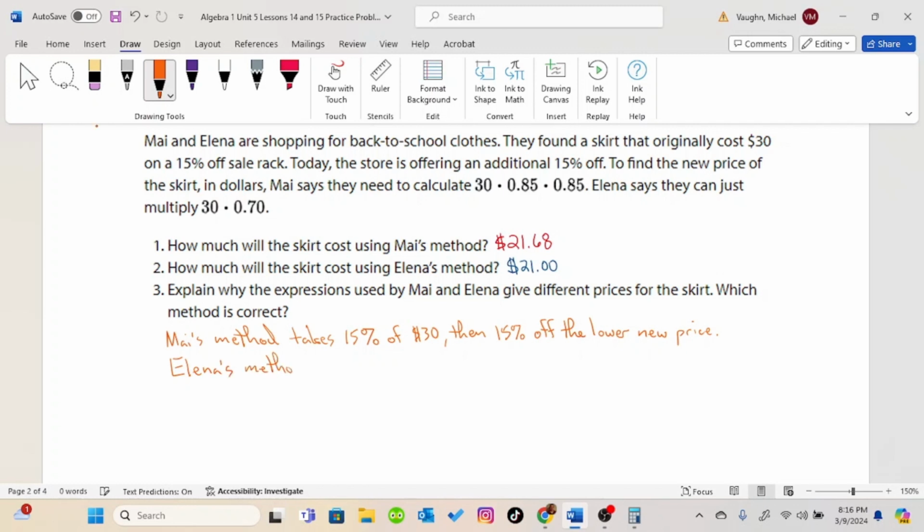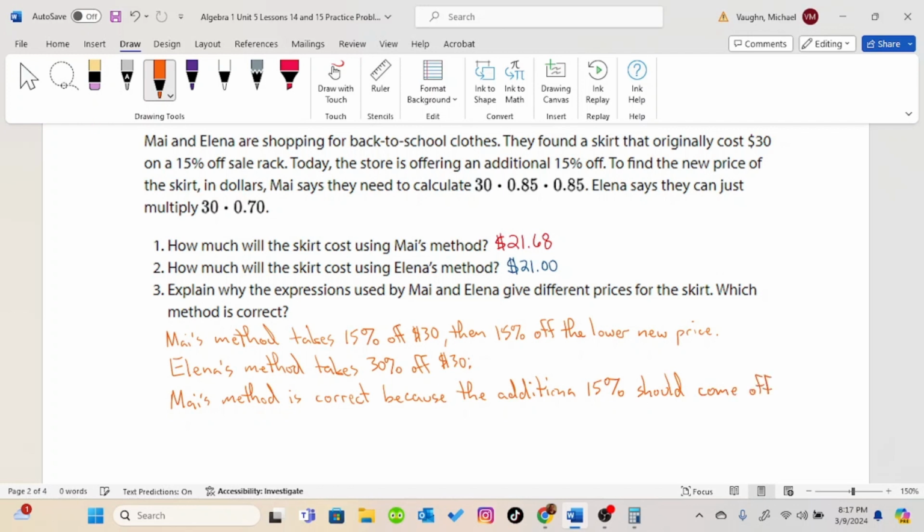Elena's method takes 30% off $30. Mai's method is correct because the additional 15% should come off the discounted price.